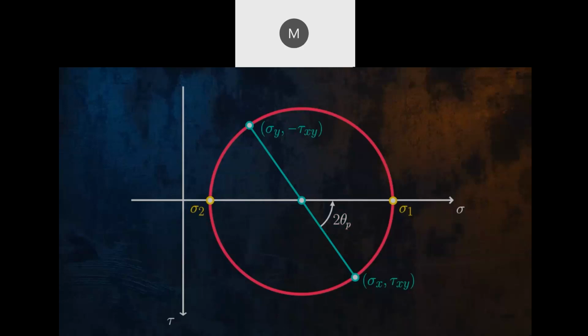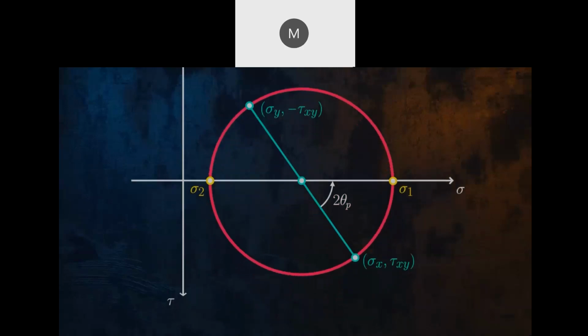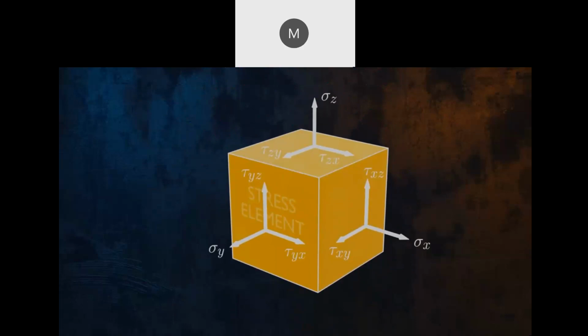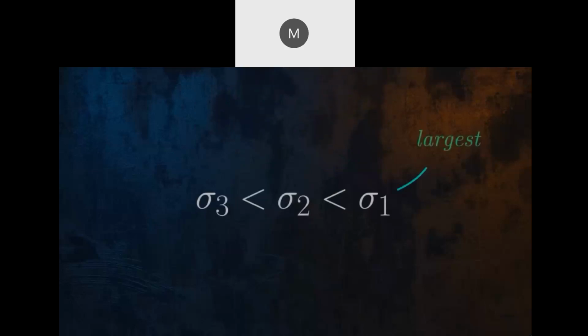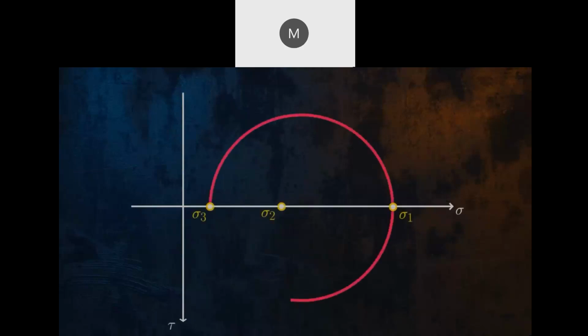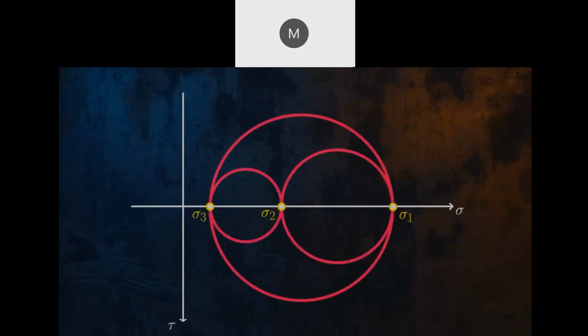So far, we have only looked at a 2-dimensional case, but we can extend what we have learned to 3 dimensions. A 3-dimensional stress element looks like this. In 3 dimensions, we have 3 principal stresses, which by convention are numbered from largest to smallest. Mohr's circle in 3 dimensions is made up of 3 different circles, drawn as shown here. All possible combinations of normal and shear stresses for our 3D stress element lie on the boundary of or within this shaded area.